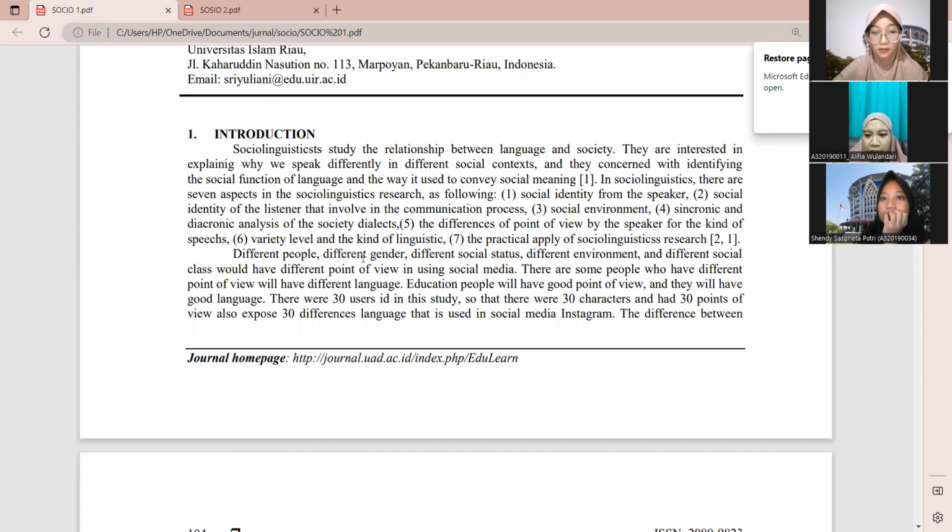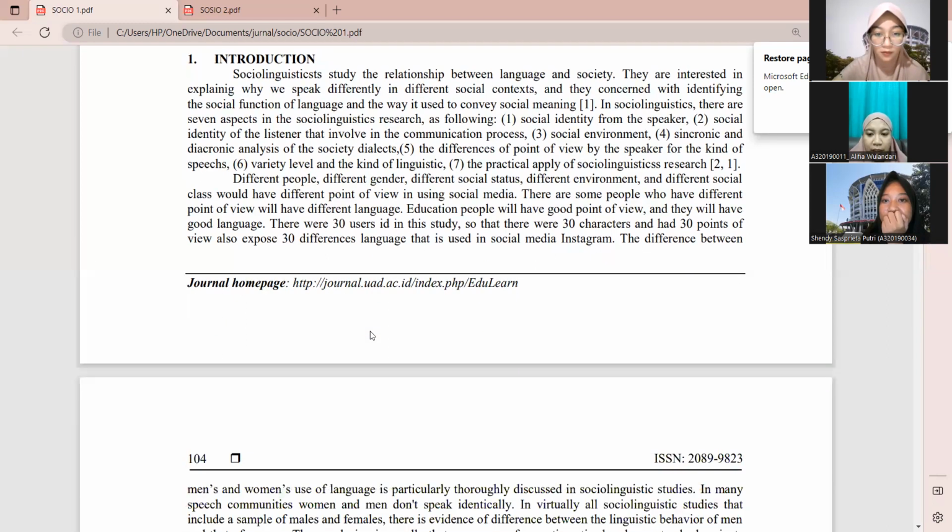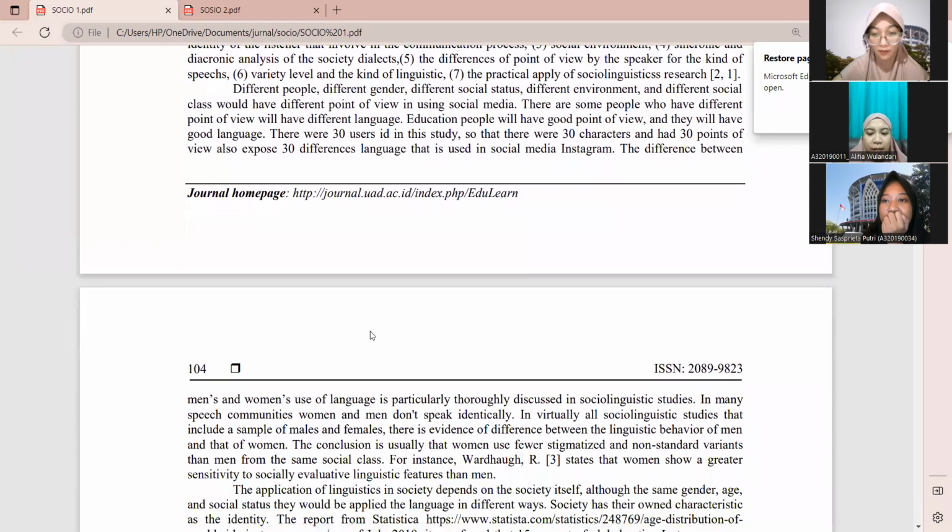Different people, different gender, different social status, different environment, and different social class will have different points of view in using social media. People who have different points of view will have different language. Educated people will have a good point of view, and they will have good language. There were 30 user IDs in this study, so there were 30 characters and 30 points of view, also exposing 30 different languages that they use in social media Instagram.